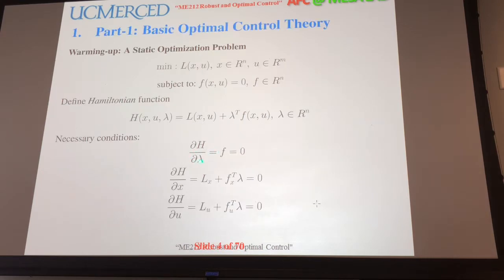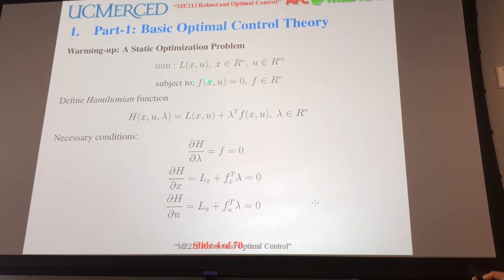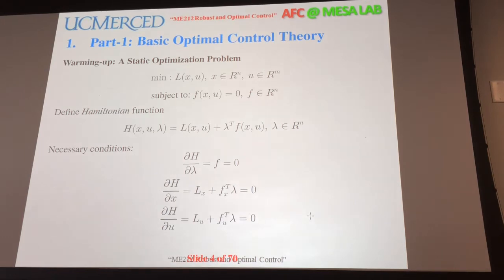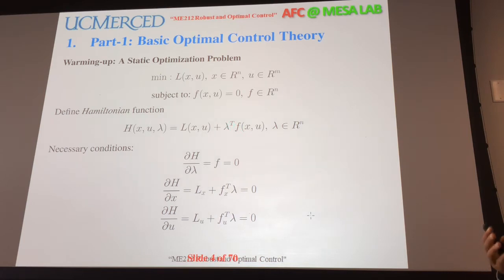You have three things here. The partial of H with respect to lambda gives f, so it's 0. What is f equals 0? This is called the equality constraint. f is a function. To consider the constraint, if f is not 0, then I penalize you, like a penalty function. So partial H partial lambda gives f equals 0. This is nothing but minimizing subject to this constraint; it's the same.